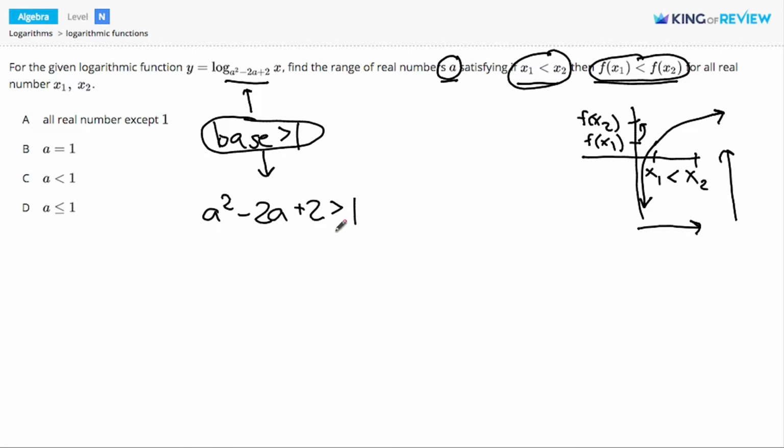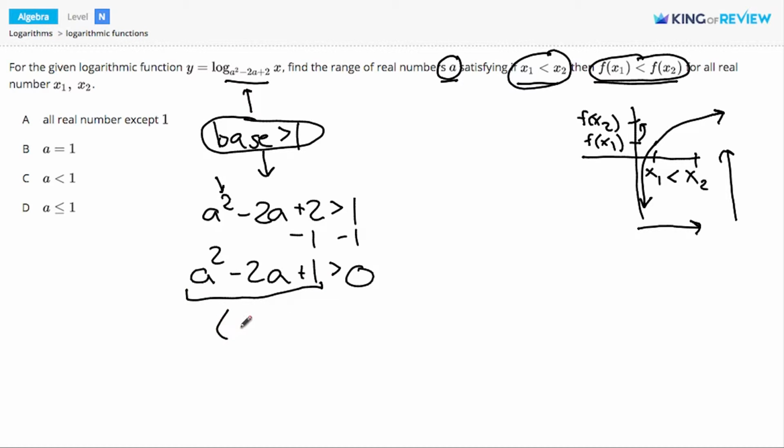If we subtract 1 on both sides to make the right side 0, often when we have an equation with an exponent of 2, we want it to be equal to 0. So let's see, that'll give us a squared minus 2a plus 1 is greater than 1 minus 1, which is 0. But this is very nice, because this left side factors into a perfect square. A minus 1 squared is greater than 0.